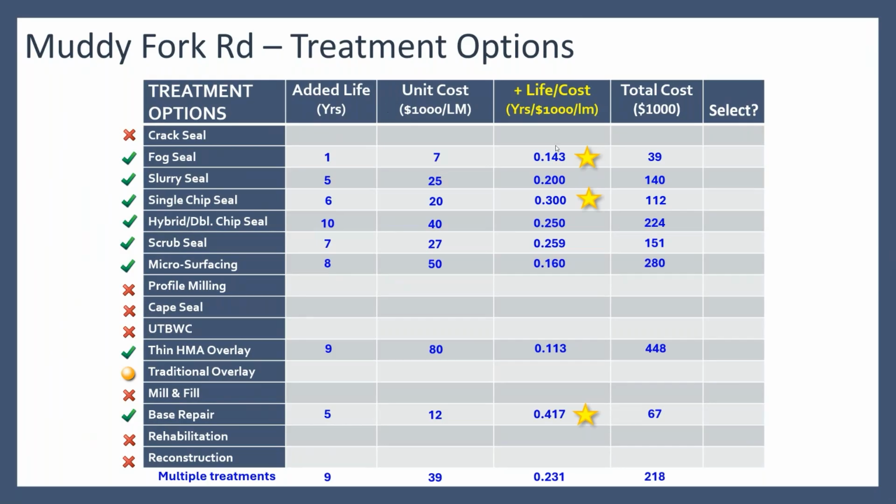So if I pick all of these treatments, I might get a total of 9 years out of this, and unit cost there with an added, when you put that all together, 0.231, that's pretty decent. And then your cost is listed. So we might choose to do that entire combination of items and get benefit from all three of them.